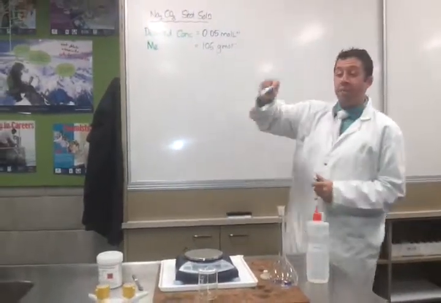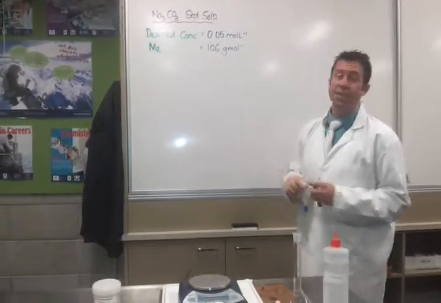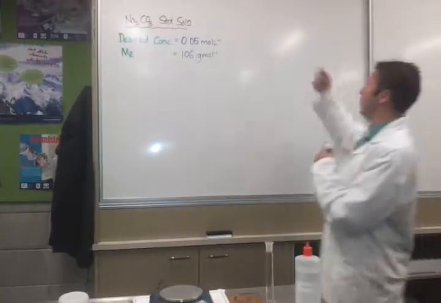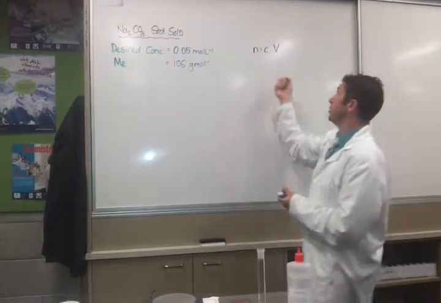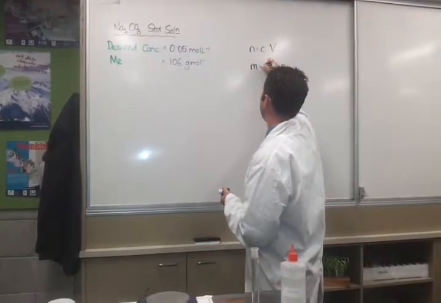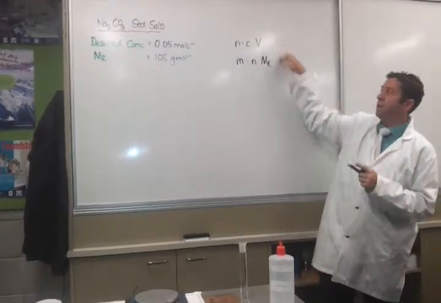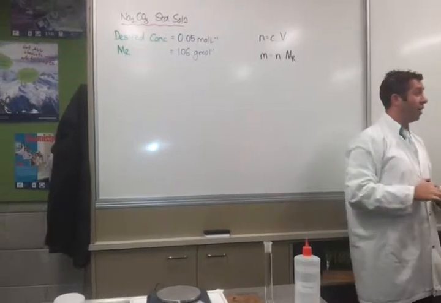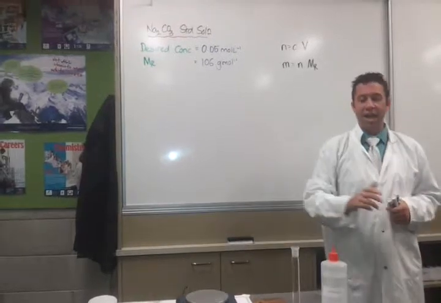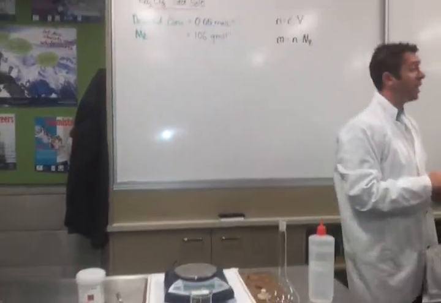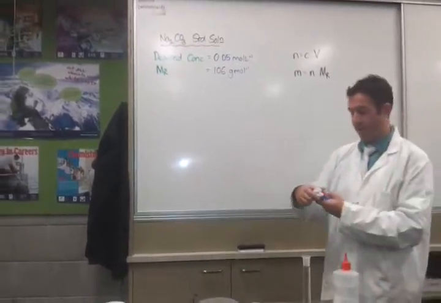What we need to be able to work out the mass of sodium carbonate that we want to get is we need to use these values here in our little triangles. So just remember that we've got n equals c times V. You can do a triangle with that if you want. And m equals n times Mr. So I can manipulate these things here to actually find the answer. So if I want to have 0.05 moles per litre in 250 mils, I can actually work out the amount that I need. So here's what I do for the amount of sodium carbonate.